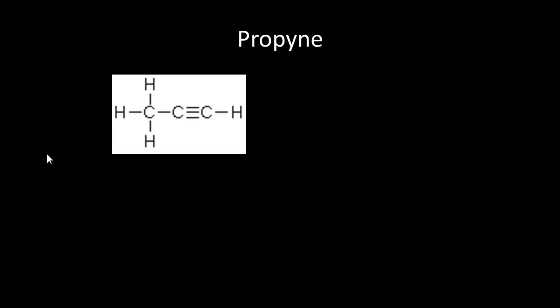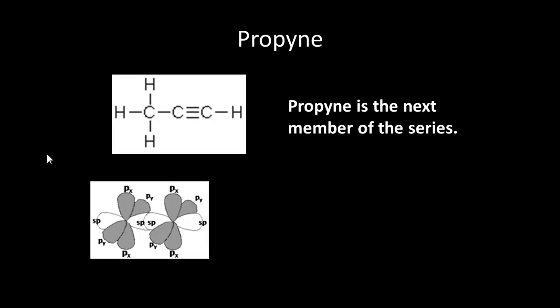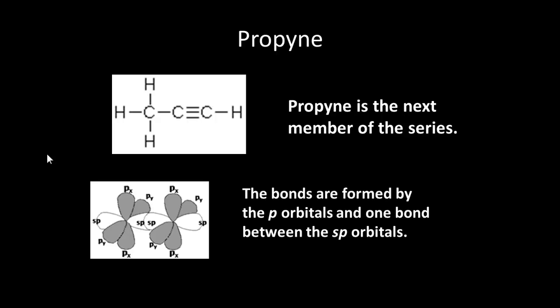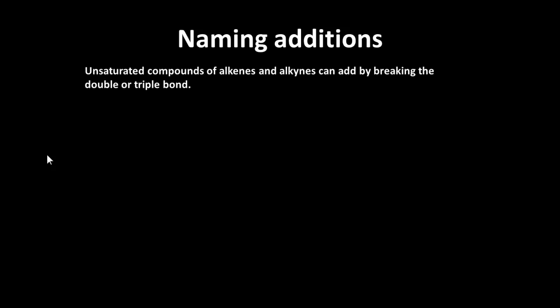Here's our structure with our triple bond, and here we can show the orbitals. Two bonds are formed by the p orbitals and one bond between the sp orbitals. How do we name the additions? Unsaturated compounds, whether they're alkenes or alkynes, can add by breaking the double or triple bond.